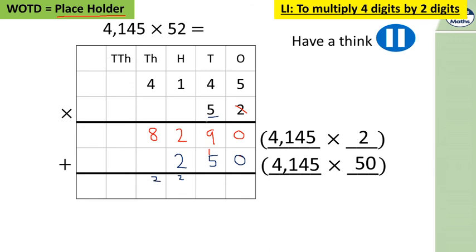5 times 1 is 5. Plus 2 is 7. 5 times 4 is 20. I haven't got anything to add up here. I'll put my 20 in.